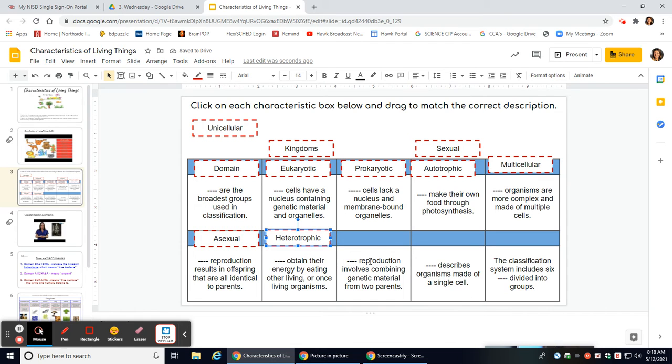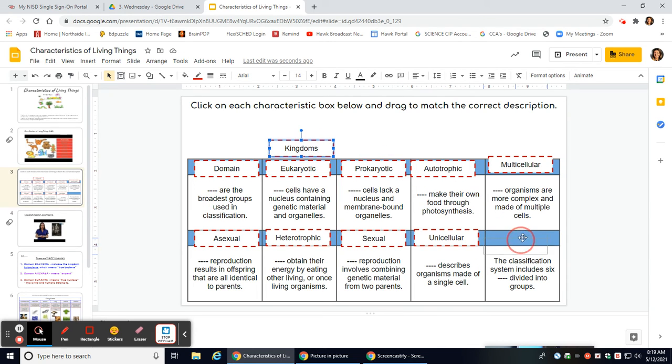other organisms. Reproduction involves combining genetic material from two parents. That's going to be sexual reproduction. And you have offspring that are diverse from the parents. Describes organisms made up of a single cell. That's unicellular, uni meaning one. The classification system includes 6 divided into groups, and that's what we're going to talk about today, are the kingdoms.